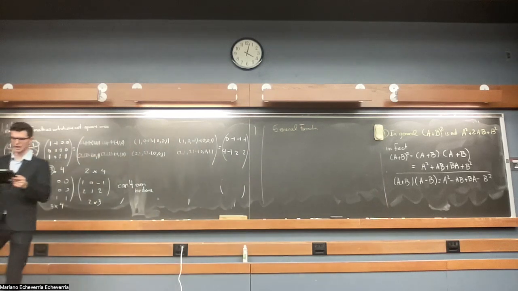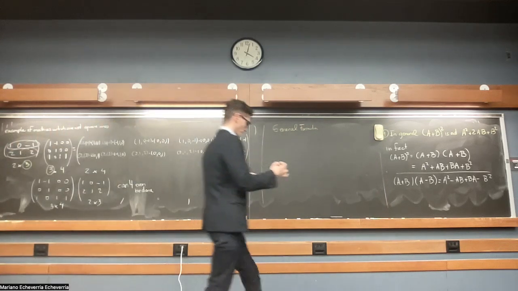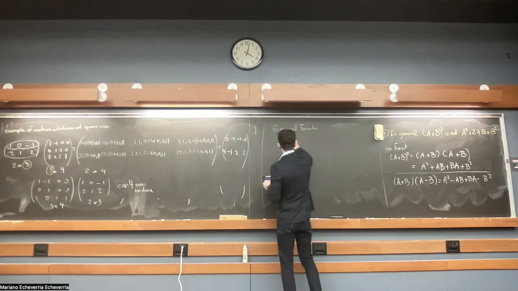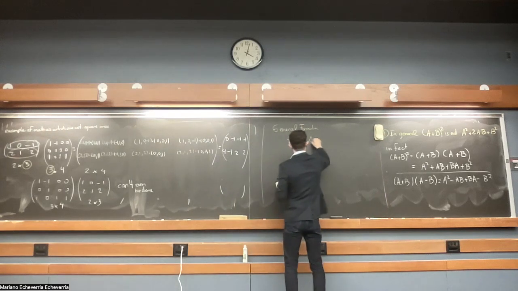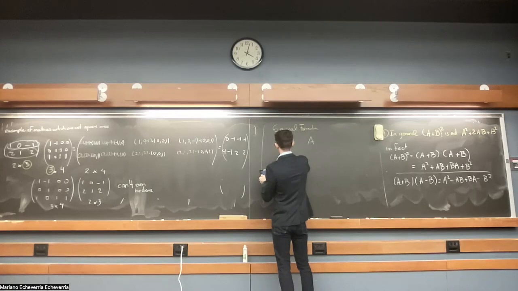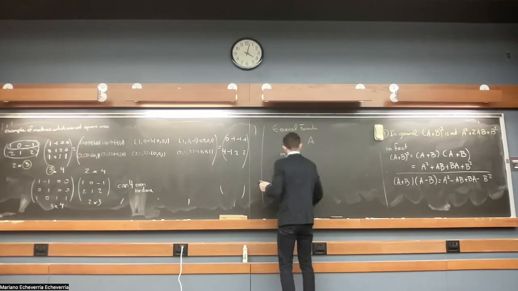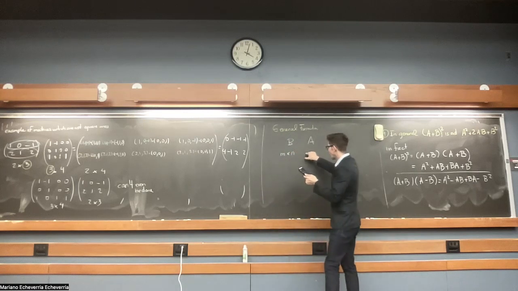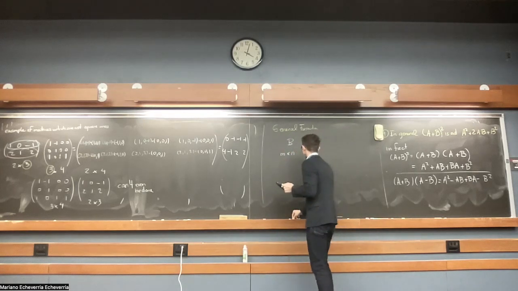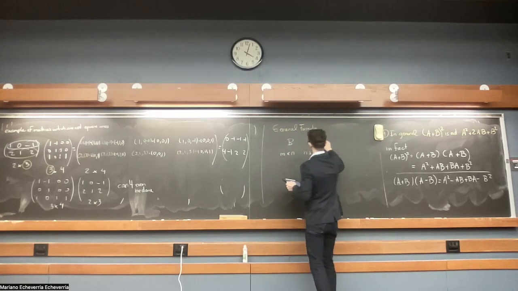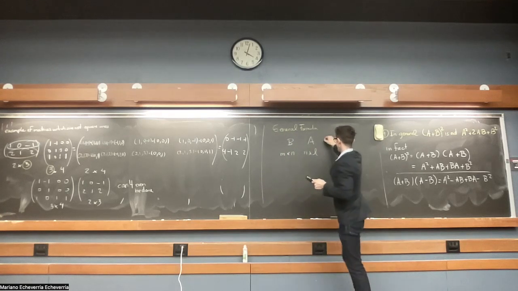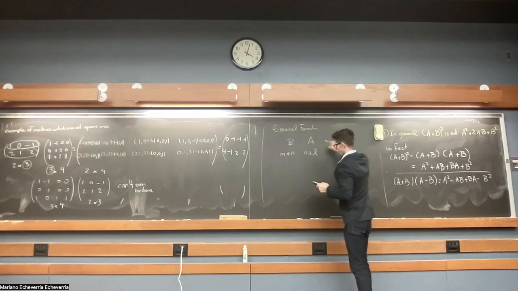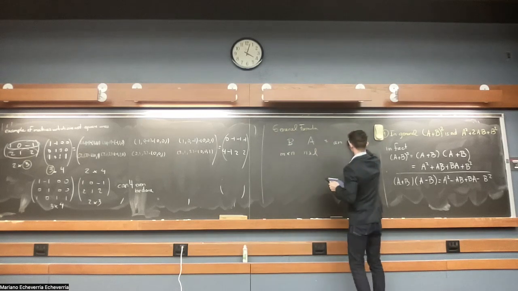So if you wanted to do BA, where B is an M times N matrix, what you need is A to be N times something else, so it can be whatever other number you want. They have to coincide, and this will be an M times L matrix.